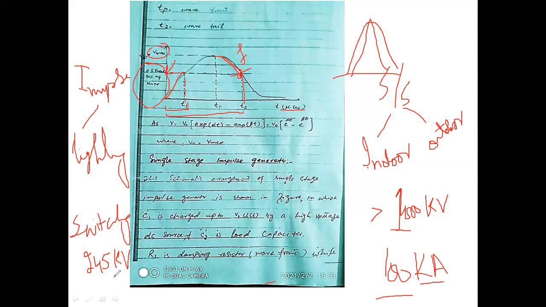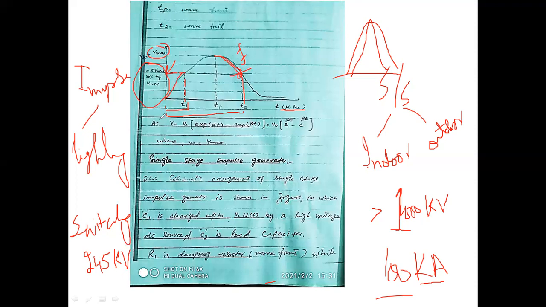So, the wave front and the wave tails. Okay. So usually the TP is equal to 250 microsecond, plus minus 20% is the tolerance value, and T2 is equal to 2500 microsecond.